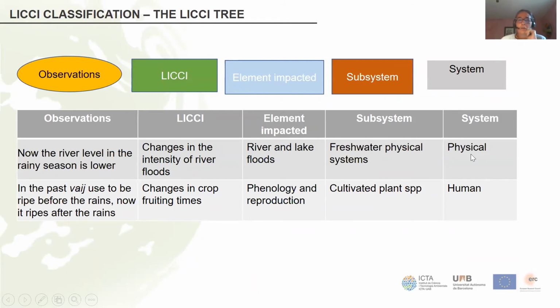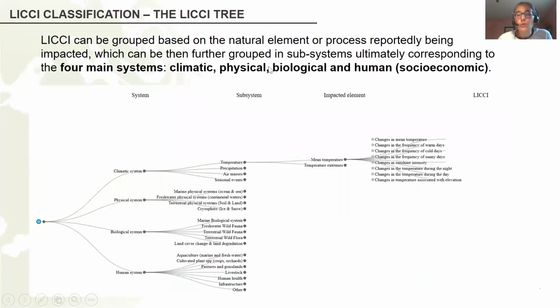So this is an observation in the physical system, right? That relates to fresh water, and then the element impacted is the river, and the LICCI that corresponds is changes in the intensity of river flows, right? So every observation that people give you is classified in this LICCI tree, right? So you will have here on the right the observations, and then you will use this coding system to classify every single one of these observations.